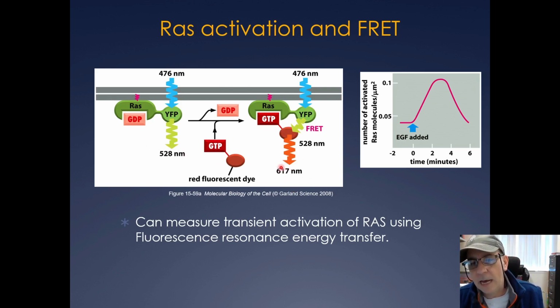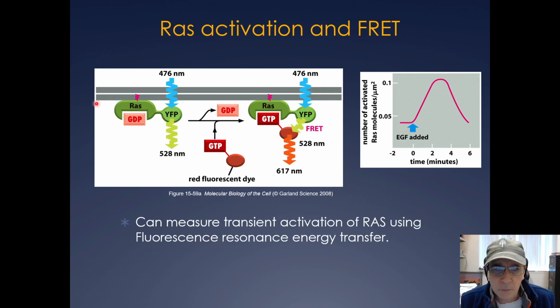That's how FRET is used, and it's a very common technique to understand protein associations within live cells, because you can fuse YFP and RFP onto different proteins. And so you can measure the number of activated RAS molecules. If you add epidermal growth factor, for example, you can see the amount of activated RAS molecules using this. Okay, so it's just a convenient way to measure it.